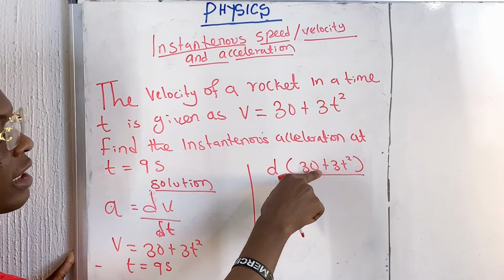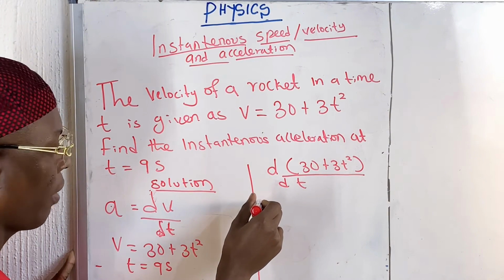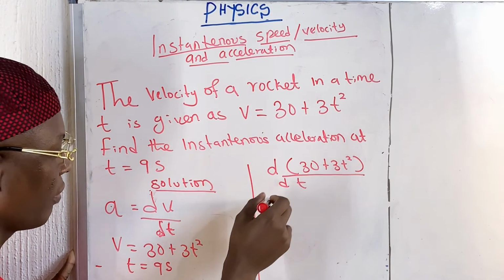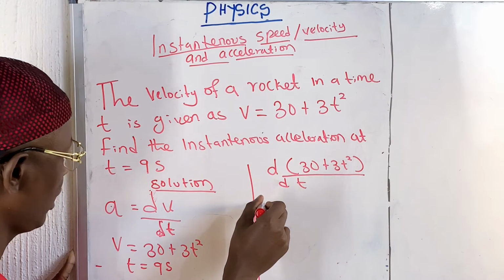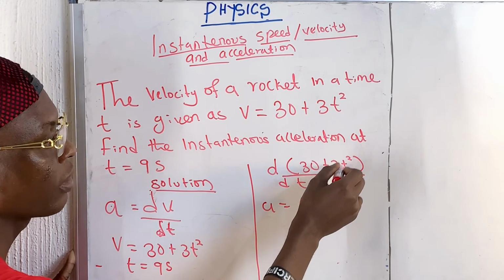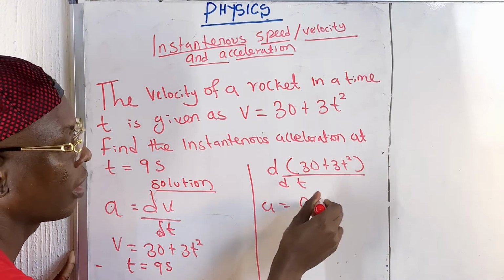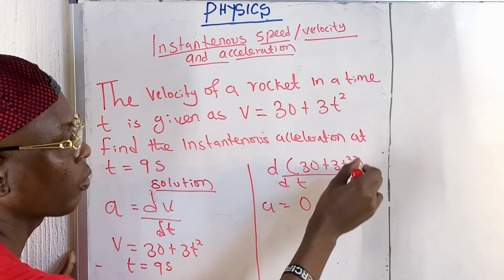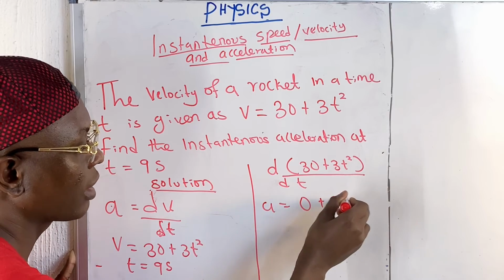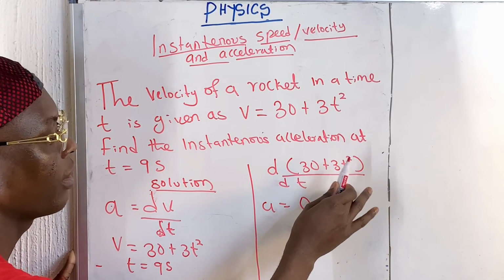Now, when you differentiate a constant, you get 0. So our a will simply become 0 for that term. Now when you differentiate 3t squared, 2 times 3 is what? 9. 2 minus 1 is what? 1. So we are left with 9t, that's raised to power 1, which we don't normally write.